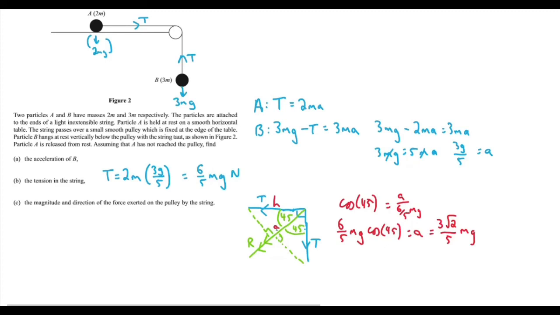But then, because we've got two triangles, and it just so happens that their adjacents are overlapping with each other, we should technically times this by 2 to get R. So R will be 2 times the 3 root 2 over 5 mg, making it 6 root 2 over 5 mg newtons that the pulley is essentially experiencing as it is pulled left and downwards simultaneously.